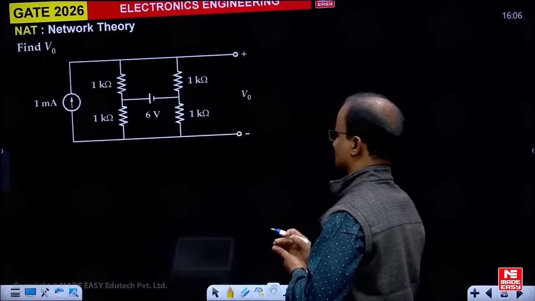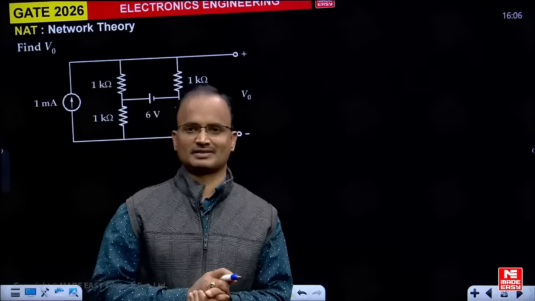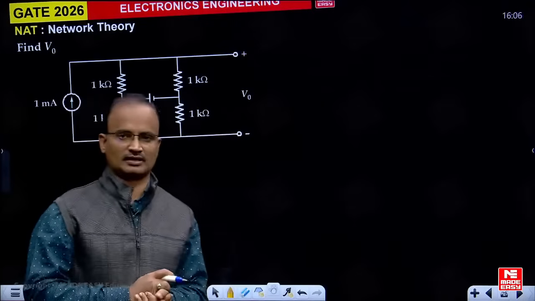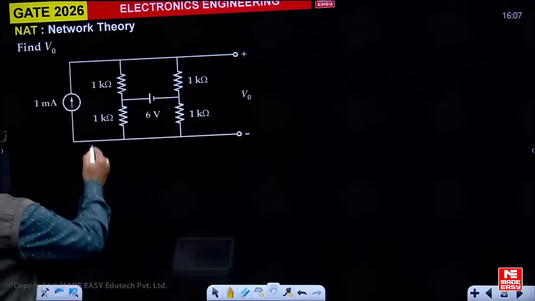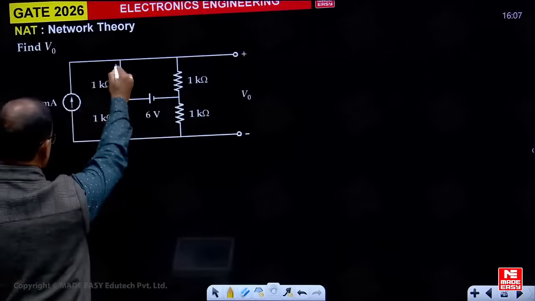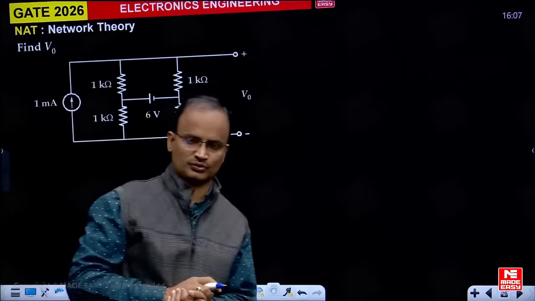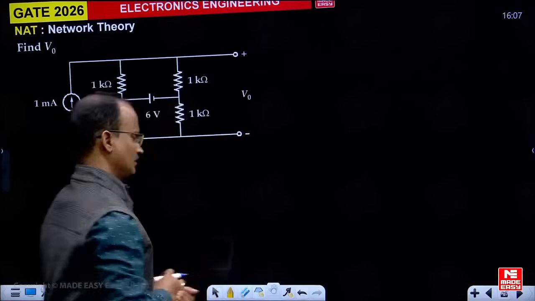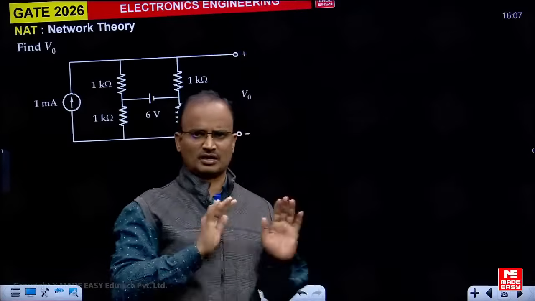Now for this particular example, the balance bridge concept cannot be applied directly. The reason is that for a balanced bridge, only one source is required across the diagonal points. But for this example, in one diagonal there is a voltage source, and in the other diagonal there is a current source. That means we cannot directly go for the balance bridge concept. That's why, to solve this problem, you can go for the superposition theorem or nodal analysis.